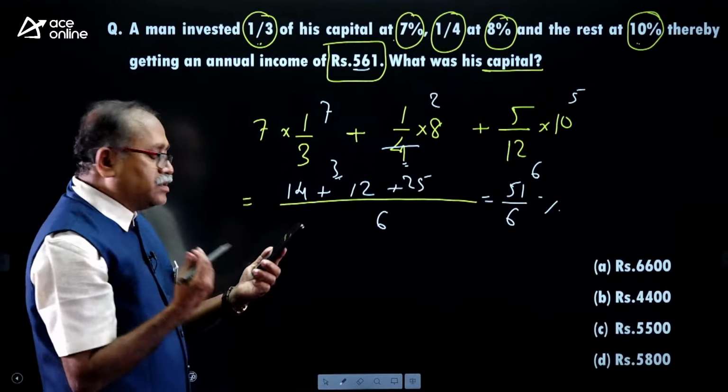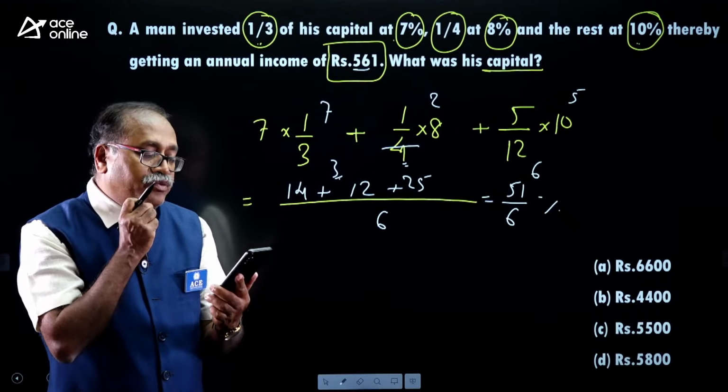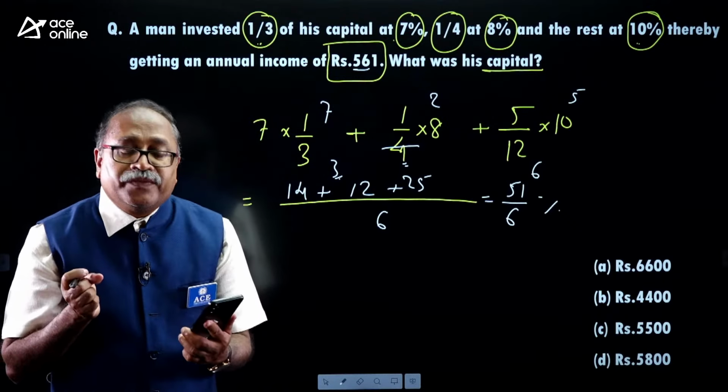David is saying 6,600. Check that, Mr. David is correct or not, my young friends.